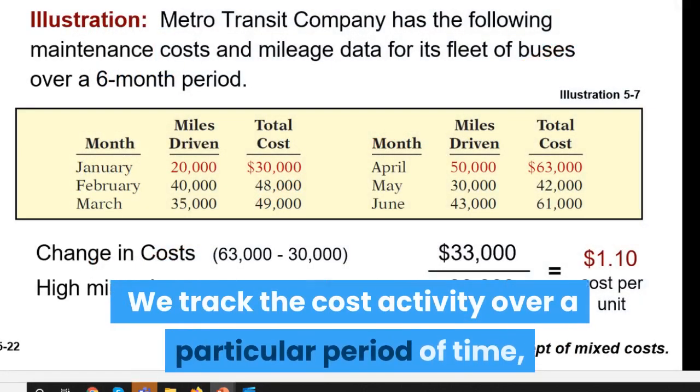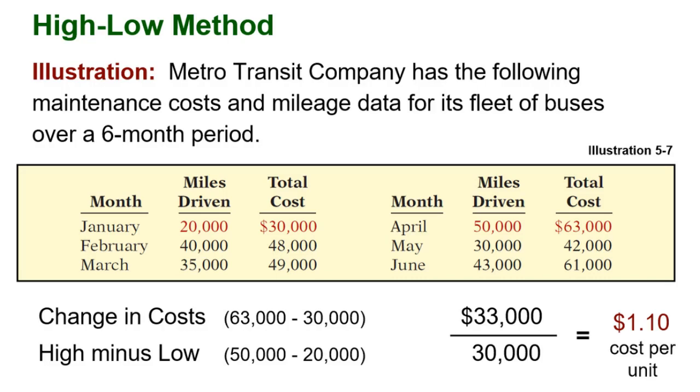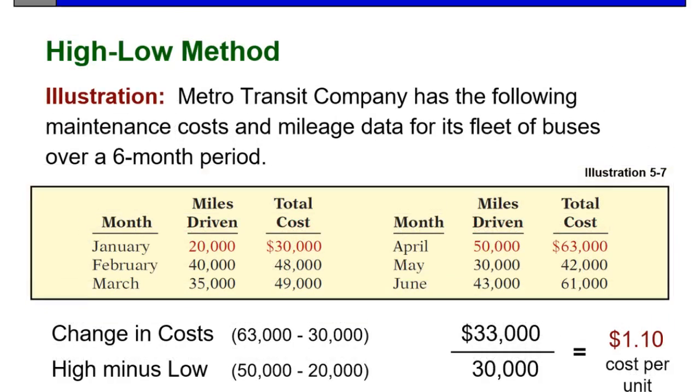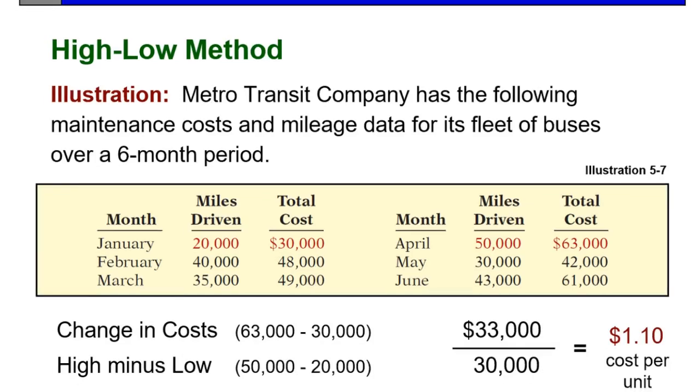We track the cost and activity over a particular period of time, and we select the high level of activity and the low level. And we look at the costs at the high and the low. We know that the difference between the high and the low is the variable cost, because that's the only cost that changed. So our formula is to take the change in total cost between the high and the low and divide that by the high minus the low activity level.